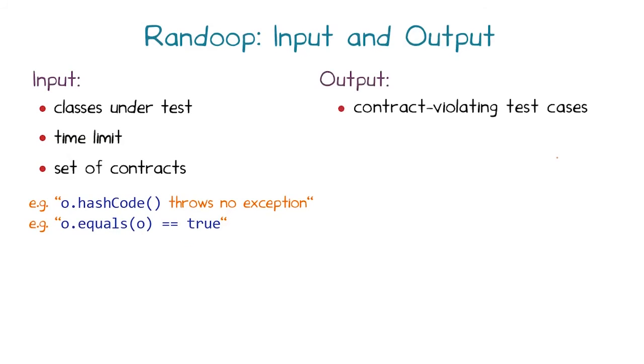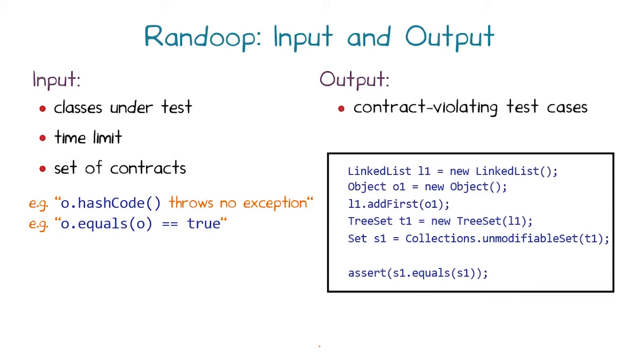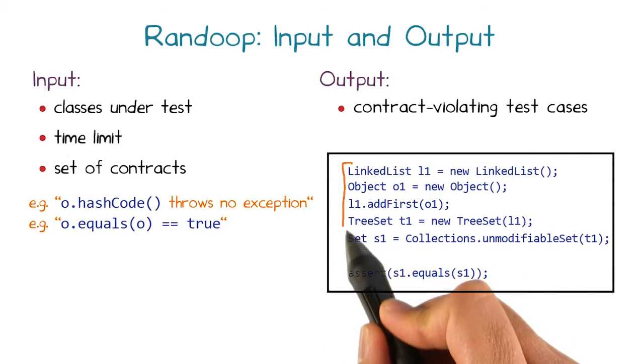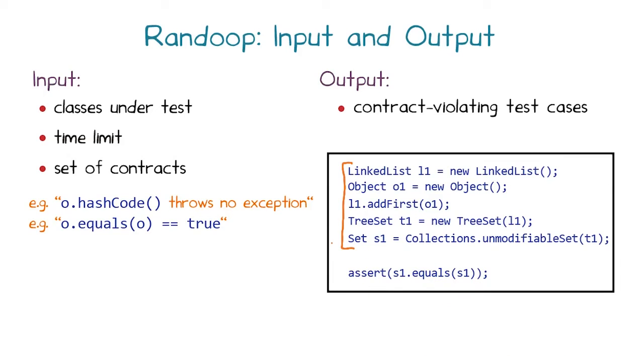Randoop's output consists of contract-violating test cases. It consists of two parts: a sequence of calls to public methods in the input classes, which set up state, such as creating and mutating objects, and a contract, stated as an assertion about the result of the final call in the sequence, in this case S1.